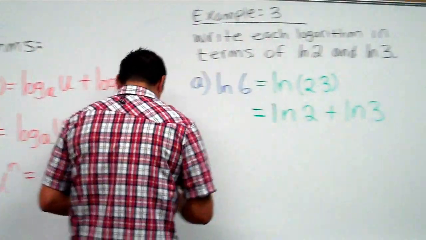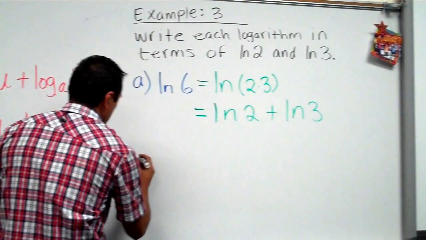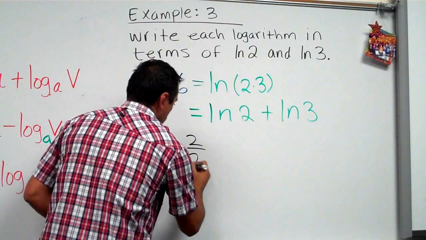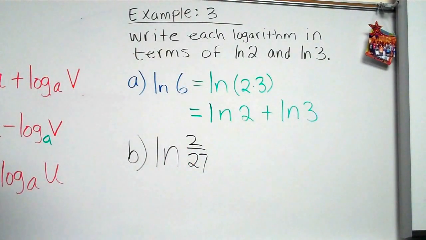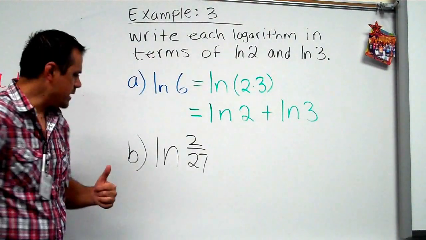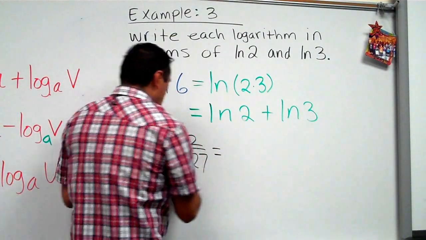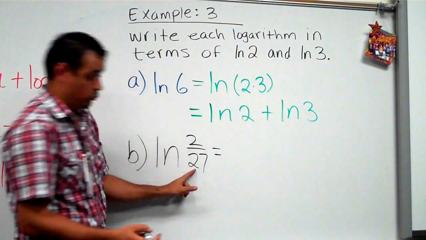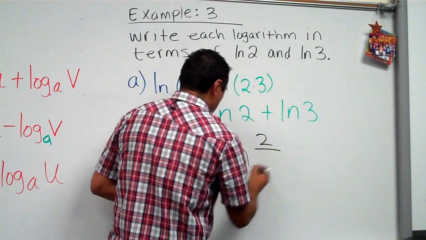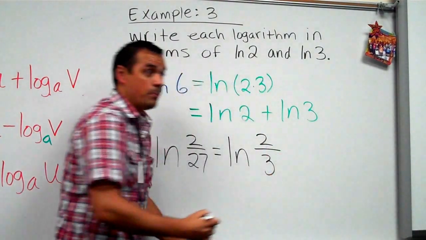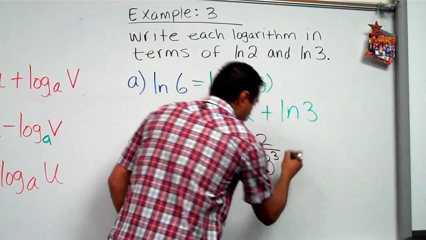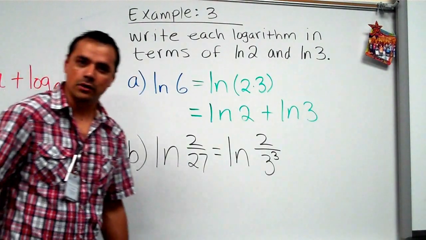So, here we go. Let me do it down here. The natural log of 2 over 27. And we have to write it in terms of 2 and 3, right? Okay, so here we go. Now, we've got to look at the 27, right? We know that this is the natural log of 2 over 3 to the, what power? What power gives you 27? Which is, you got it, 3. So 3 to the third. You know what I mean.